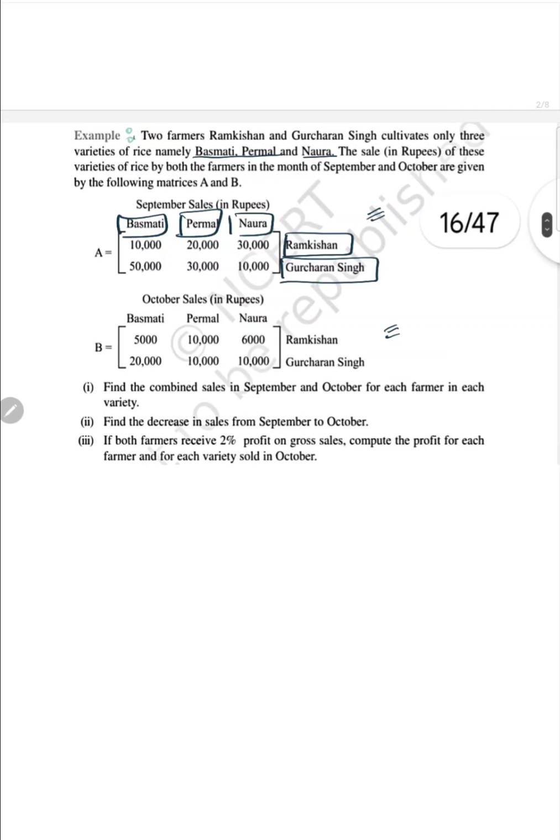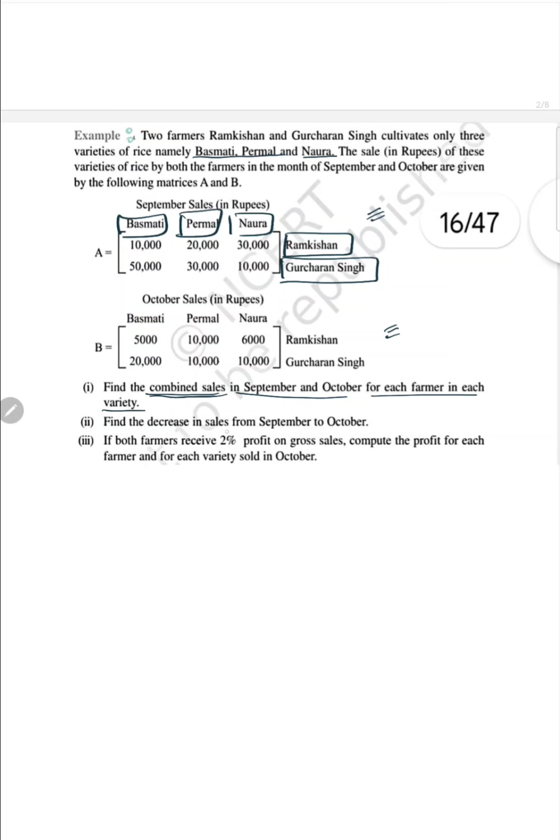Now we are asked to find, we have 3 cases, the combined sales in September and October for each farmer in each variety. Combined sales means we have to add the sales in September and October. So just by adding A and B, we will find the combined sales in both September and October for both the farmers, because the rows correspond to the 2 different farmers.